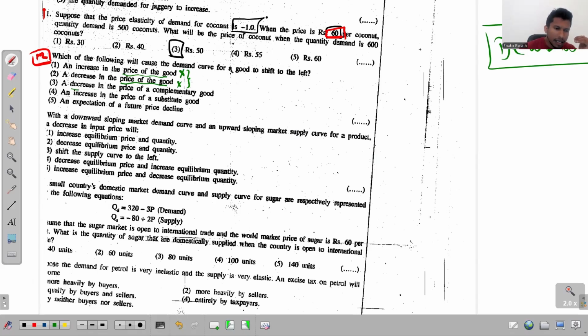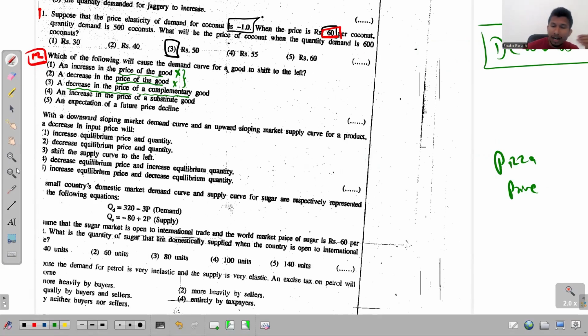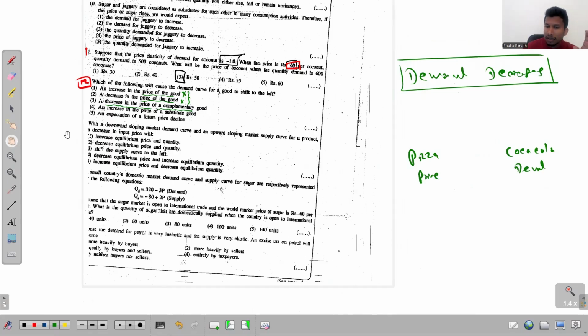The third one, a decrease in the price of a complementary good. Right. Now just think about this. Think about the pizza price. Pizza price. And also on the other side, we will take Coca-Cola demand. Right. Coca-Cola demand. I hope that you understand the reason why I selected these two, because these are complementary goods. That's why I choose these two, right?